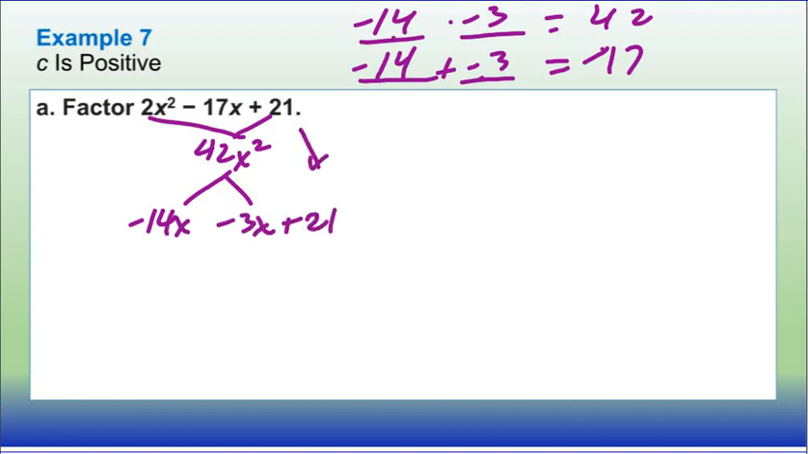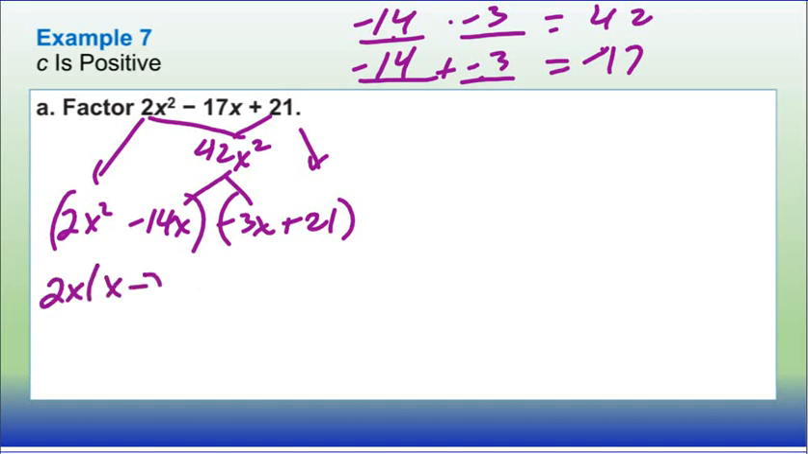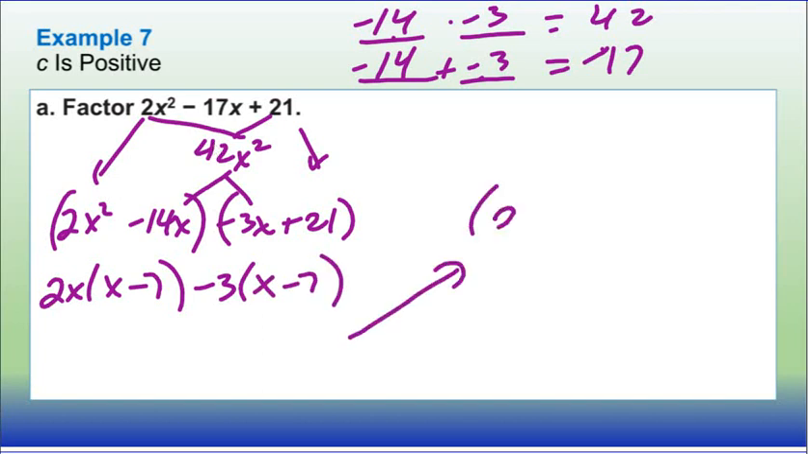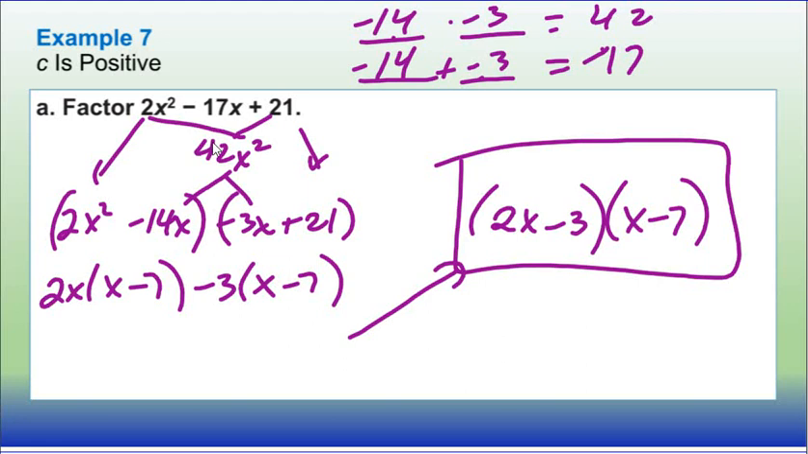Bring down the sides. Then I factor it. I can factor out a 2x, that leaves me with x minus 7. Here I can factor out a negative 3, and that leaves me with x minus 7. So our answer would be 2x minus 3 times x minus 7. Sometimes it may look like you can't factor it, but just go back and double check like I did and make sure that you're using the correct numbers. And as you can see, I did not use the correct numbers originally.